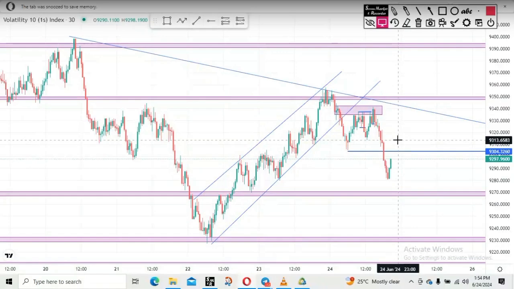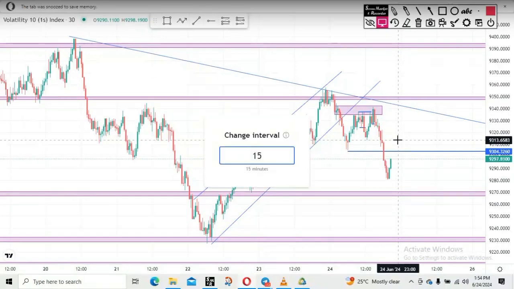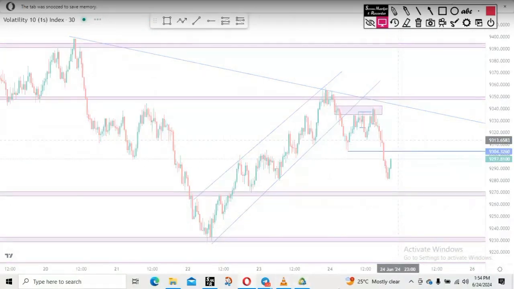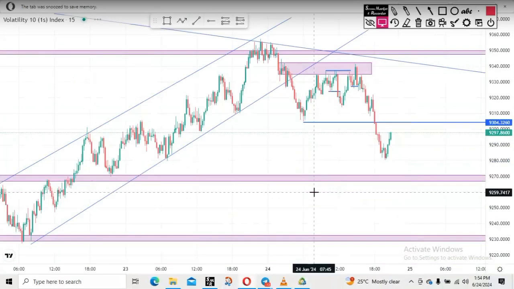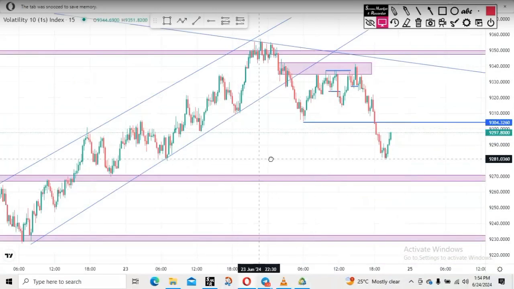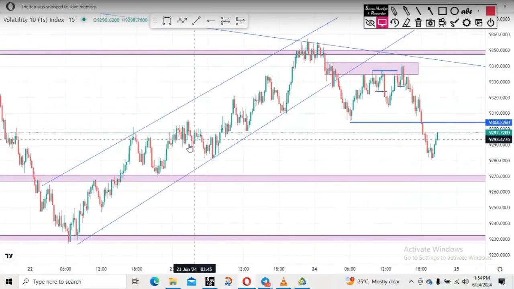So you now go to your 15 minutes time frame. You want to go and read the market structure. You go to your 15 minutes time frame and read the market structure. What is price doing? Okay, it's creating higher highs here and higher lows, which means you should buy.